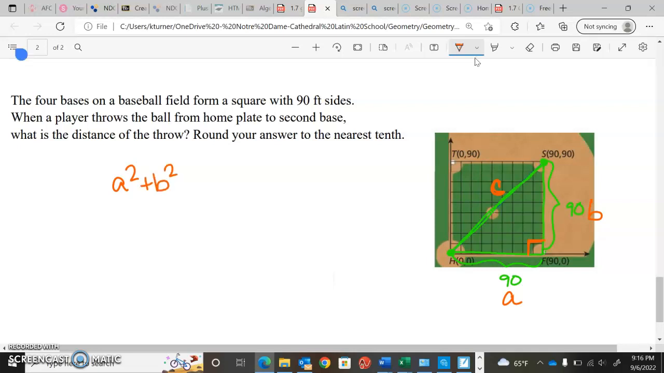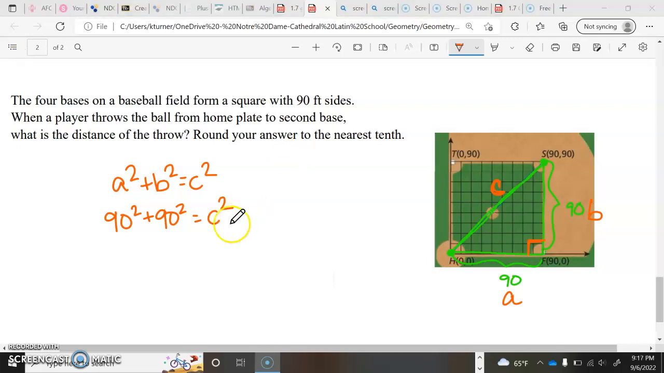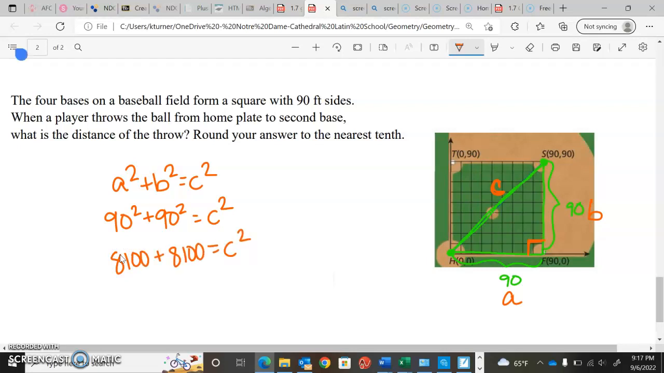So A squared plus B squared equals C squared. Plug in 90 for A and B, and solve for C. So first thing I'm going to do is do my exponents. So 90 squared is 8100 plus another 8100 equals C squared. And then add 8100 plus 8100, 16,200. And then take the square root of both sides. And you get that C is approximately 127.3. And there you go. And that's in feet.